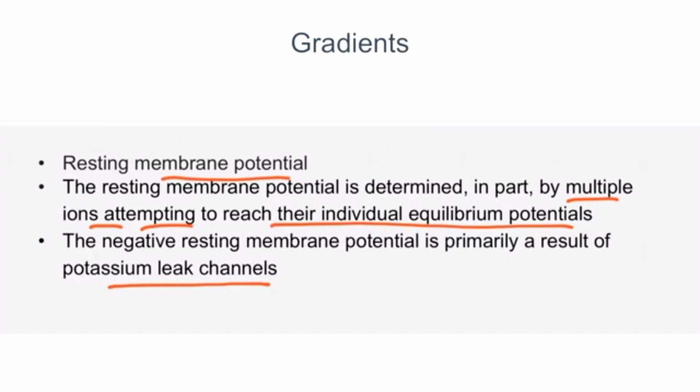Let's draw this out. This will represent the extracellular space, and this will represent the intracellular space. And this will be the cell membrane. Recall that cells have a sodium-potassium ATPase pump. This pumps 3 sodium molecules out of the cell in exchange for 2 potassium molecules that enter the cell. This pump is responsible for establishing the concentration gradient.